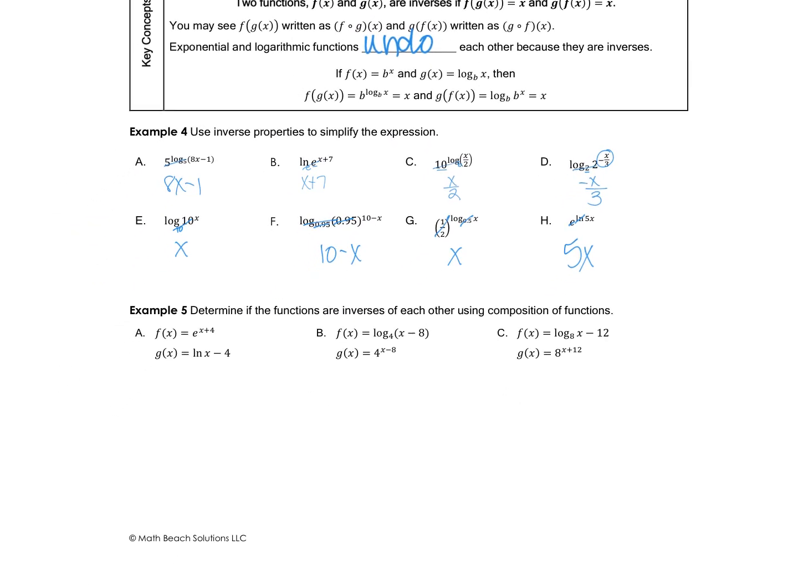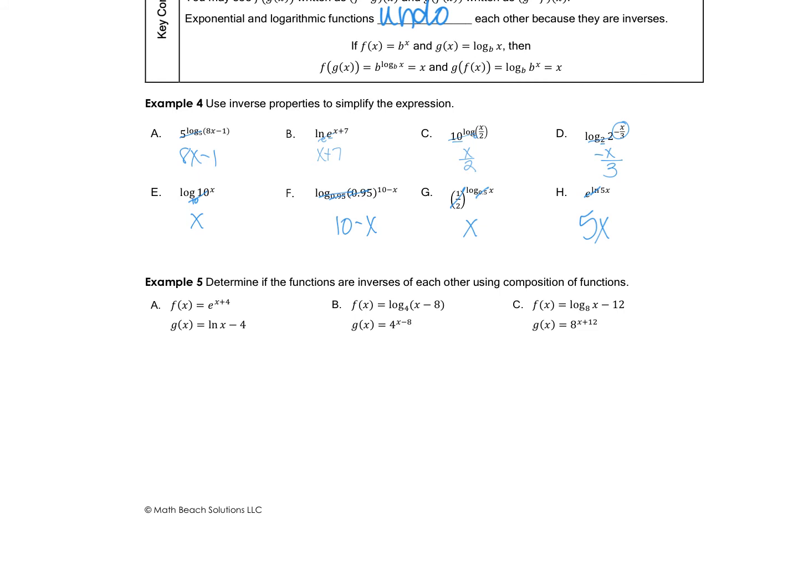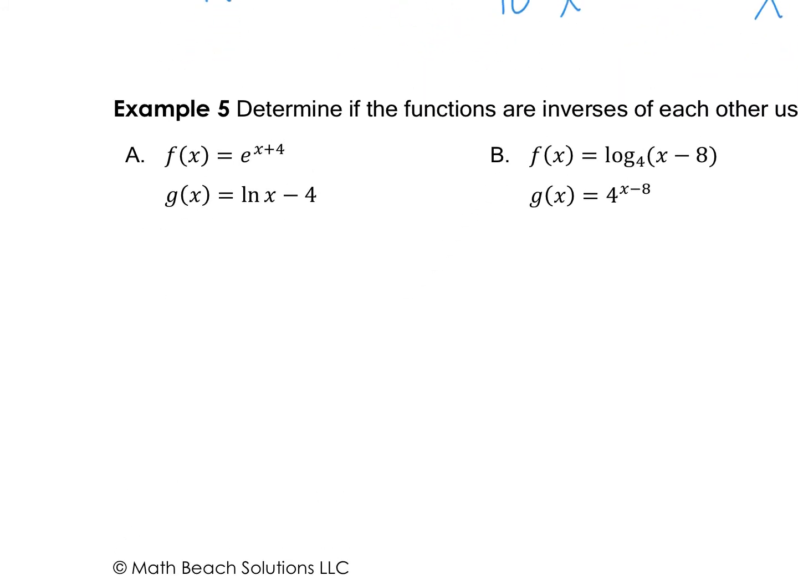They undo each other. So this last part, we've talked about composition functions before. We take a function, plug it in for x on the other function. We always want it to equal x if they're inverses, and then vice versa. Take the other one and plug it in, make sure it equals x. So if I look at this first one, I'll start out with taking g and plugging it in for x on f. So I'm going to have e, instead of x, I'm putting natural log of x minus 4, and then I have a plus 4.